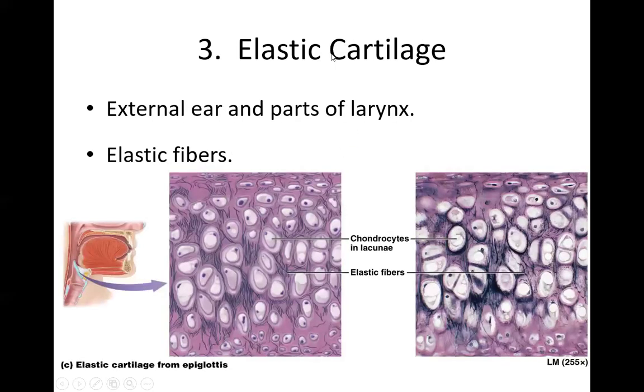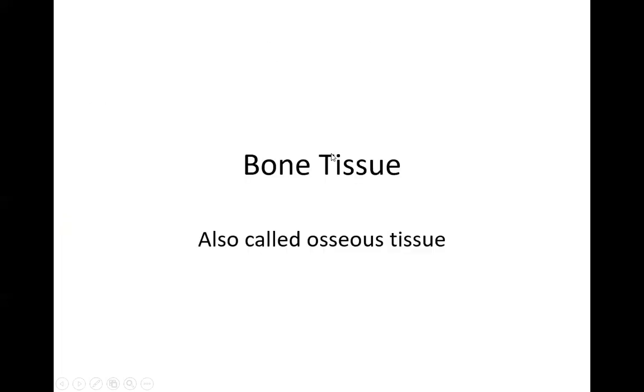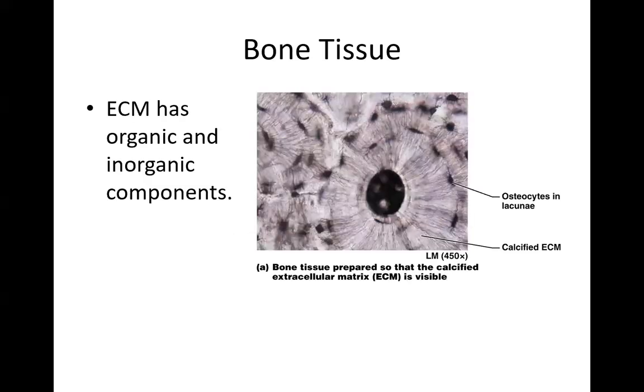And there's elastic cartilage, found in the external ear and parts of the larynx, and it is rich in elastic fibers. Now, when we talk about bone tissue, it is also known as osseous tissue. Ossification is the process of bone buildup, of building up the bone. The bone tissue's extracellular matrix has organic and inorganic components.